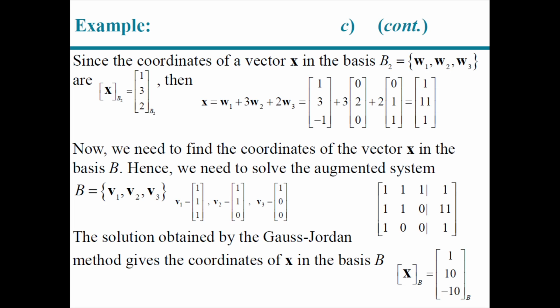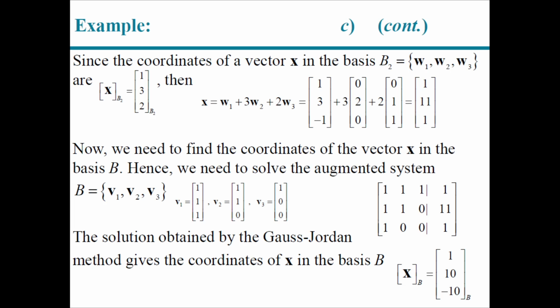Well, instead of panicking, we could start thinking. I don't know what the vector x is, but I can find it for sure, because you gave me the coordinates of x in basis B2, and you gave me the basis B2, the vectors W1, W2, W3. So by the definition of the basis and the coordinates, x is just a linear combination of W1, W2, W3, and these are the coefficients, 1, 3, and 2. Well, I compute and I get this. So x is the vector 1, 11, 1.